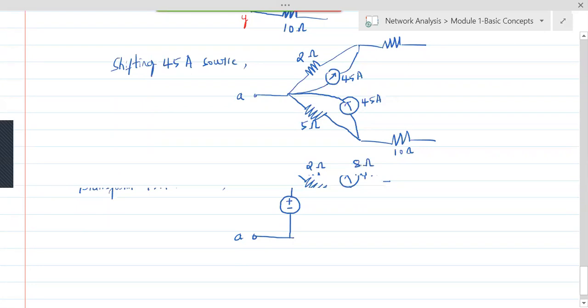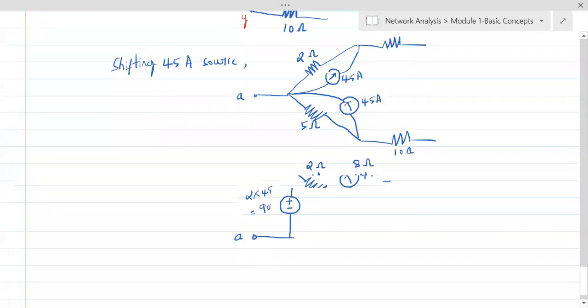This is quite a popular problem in the exam. It has appeared twice or thrice, so let's not neglect it. So what would this voltage source be? V is equal to IR. Everybody understand that? So I into R means it's 2 into 45, which is 90 volts.